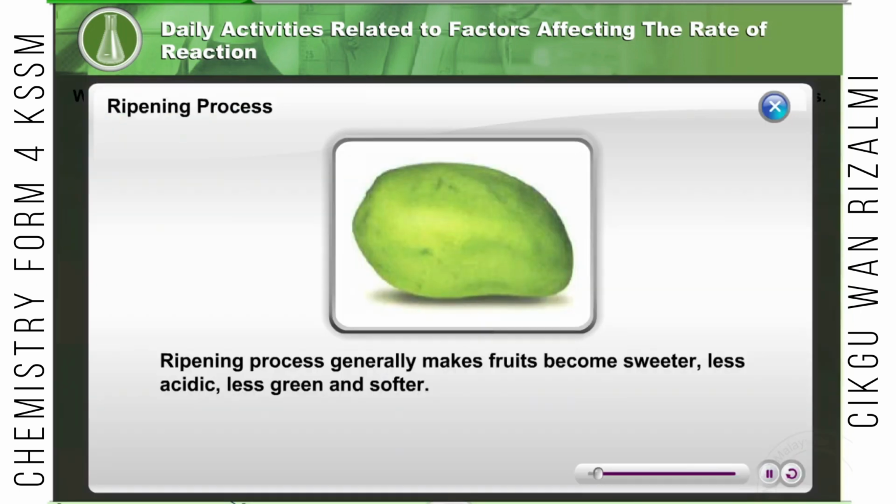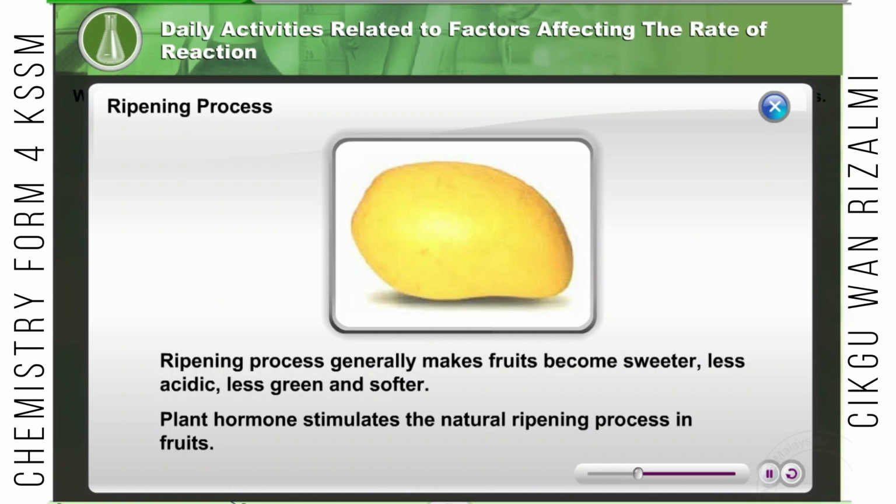Ripening is one of the processes in fruits that can cause them to be more suitable to eat, which in general makes it sweeter, less acidic, less green, and softer as they ripen. Naturally, ripening of fruits is influenced by a plant hormone. This plant hormone stimulates the ripening process by increasing certain enzymes in fruits.